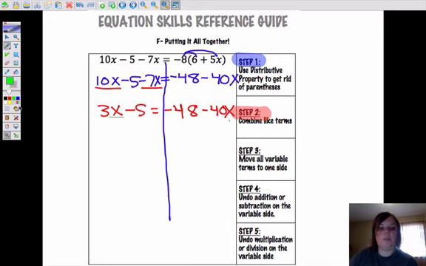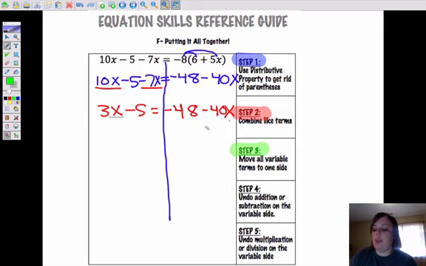Okay. Step 3 is to move all the variable terms to one side. So I have 3x on the left, and I have a negative 40x on the right, and I need to move those to one side. My rule of thumb is that I like to move the variable that is the smallest. Over here I have a positive 3, over here I have a negative 40. Negative 40 is much smaller than 3, so that's the one that I'm going to move. You could move either one.